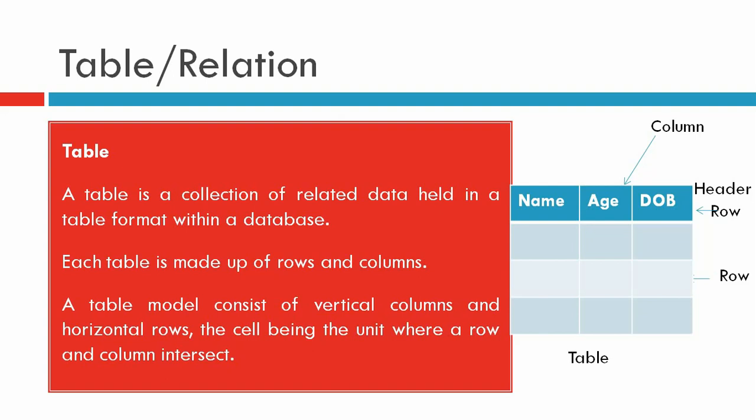Each table is made up of rows and columns. These are the rows and these are the columns. So the structure of row and column is a table. A table model consists of vertical columns and horizontal rows. Columns will always be vertical and rows will always be horizontal. The cell is the unit where a row and column intersect. An intersection of row and column will create cells which contain data.